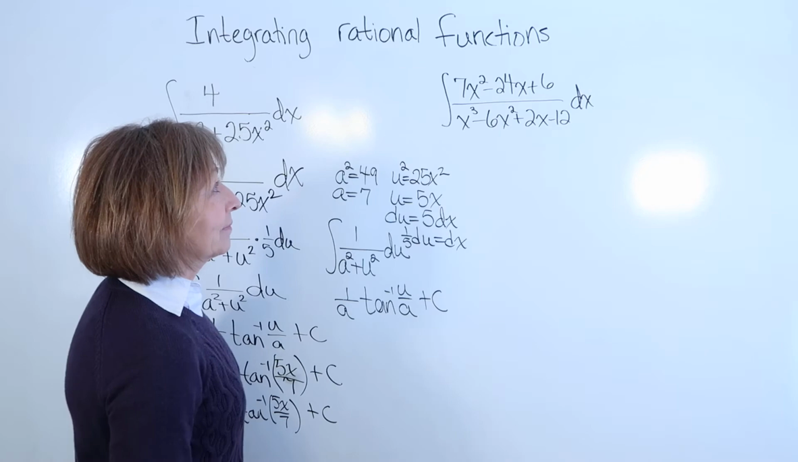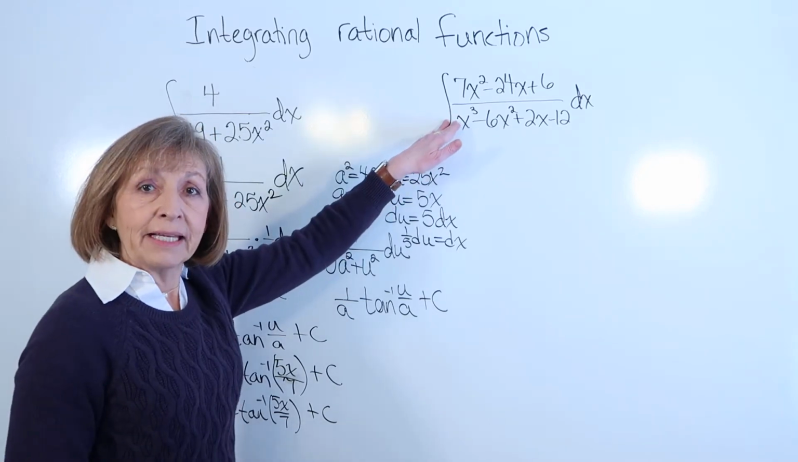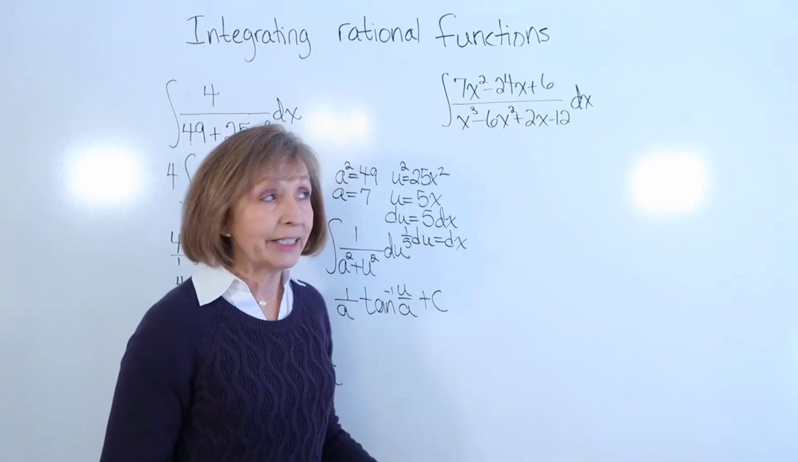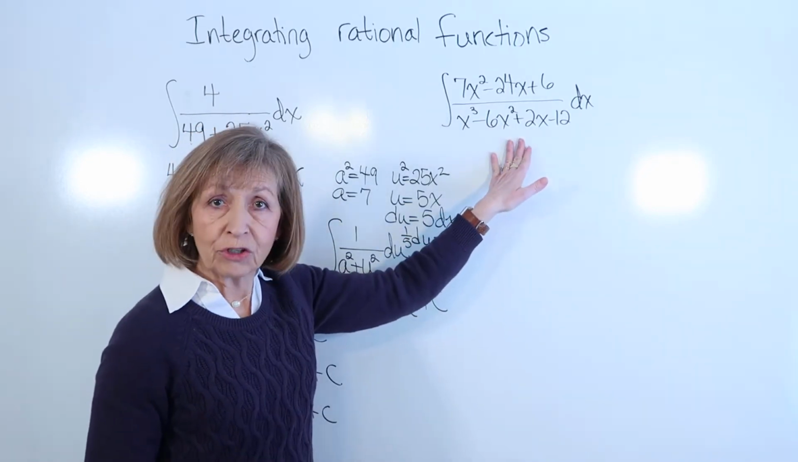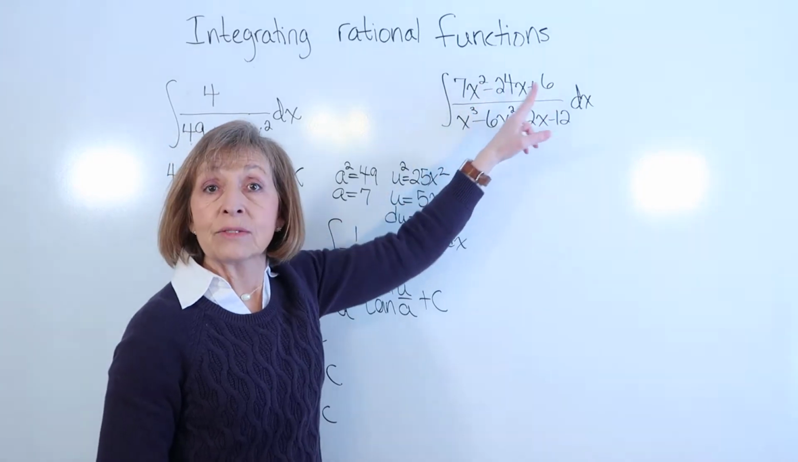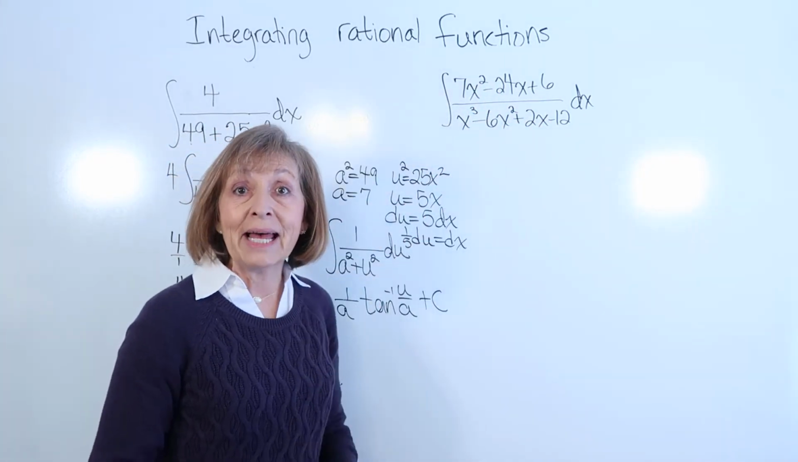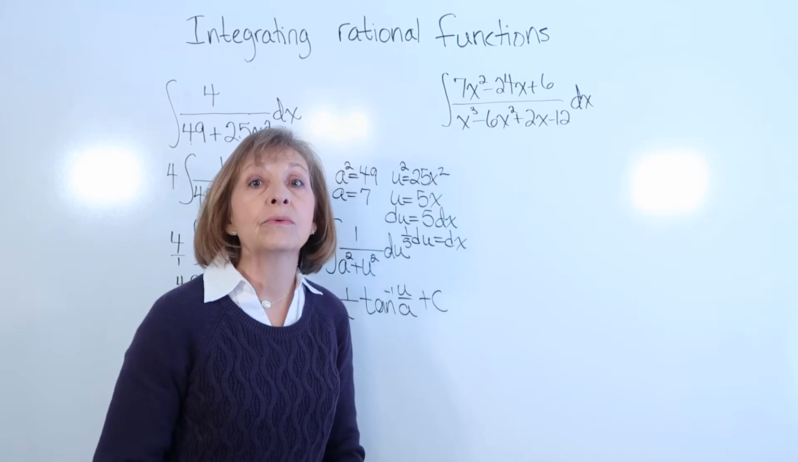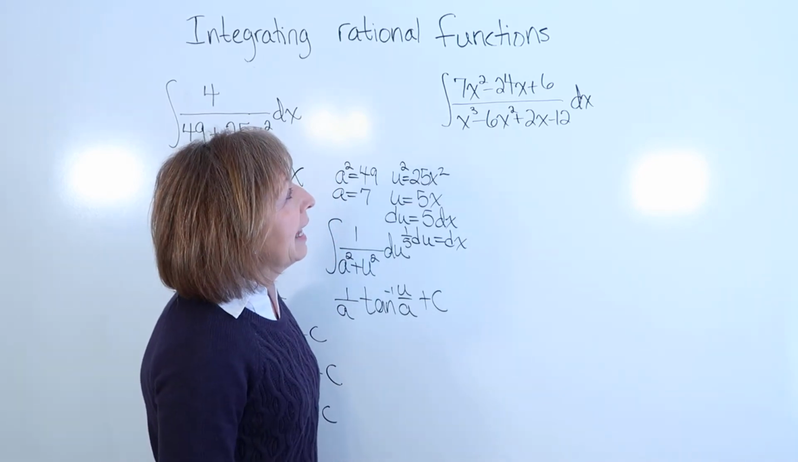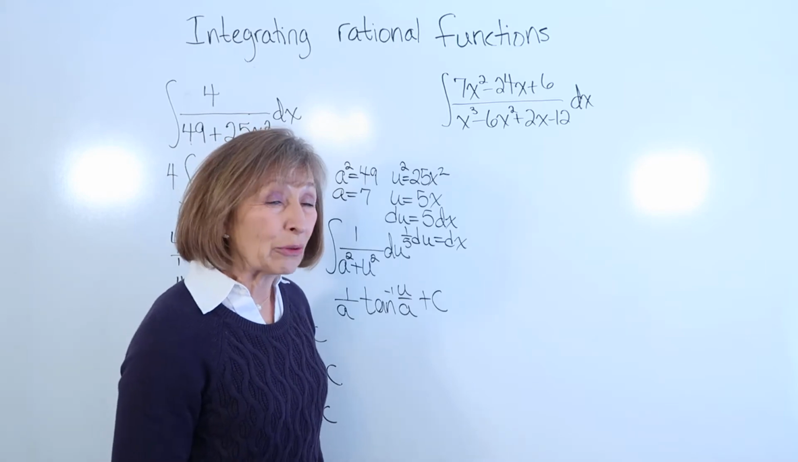Next one. The next one, I have my integral of a polynomial divided by a polynomial, so it is a rational function. I don't have one term in the denominator. The degree of the numerator is smaller than the degree of the denominator, so I don't have to do the long division first. And the denominator is factorable.